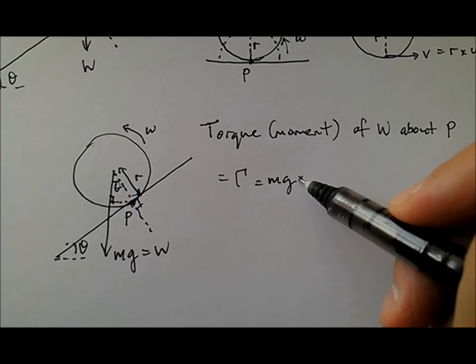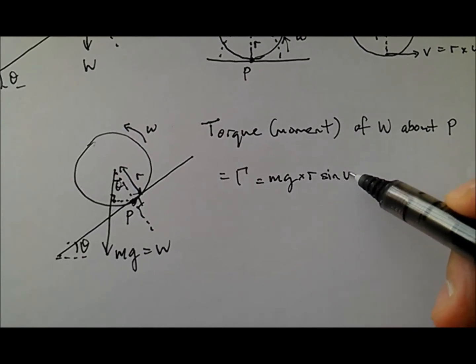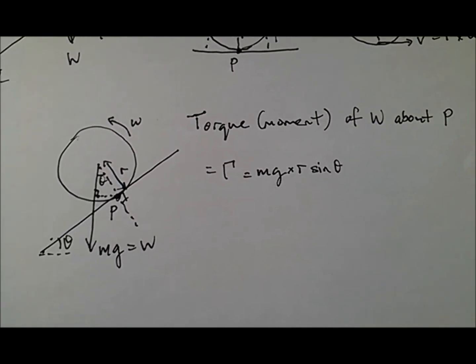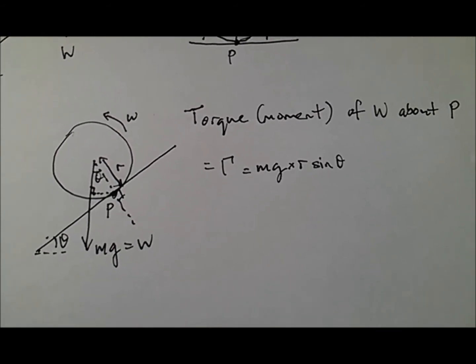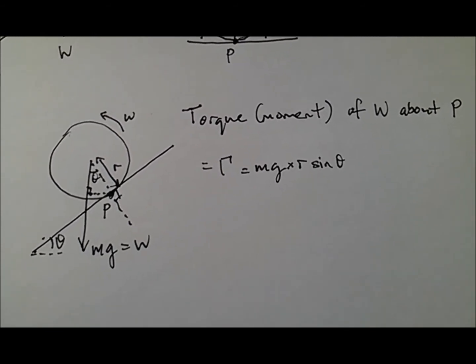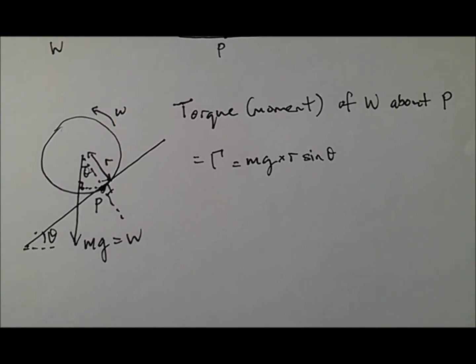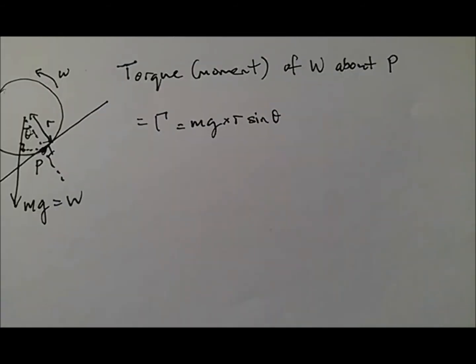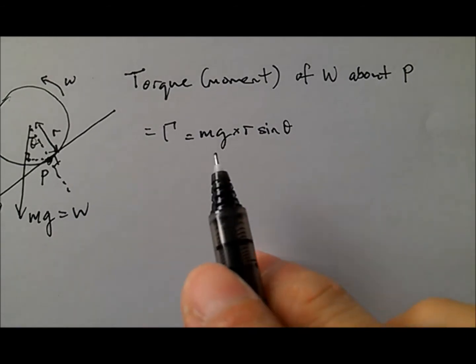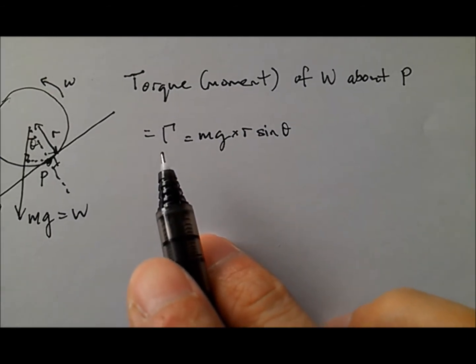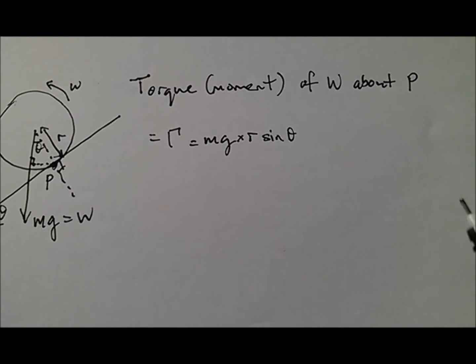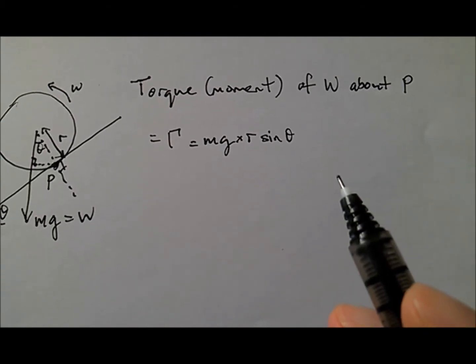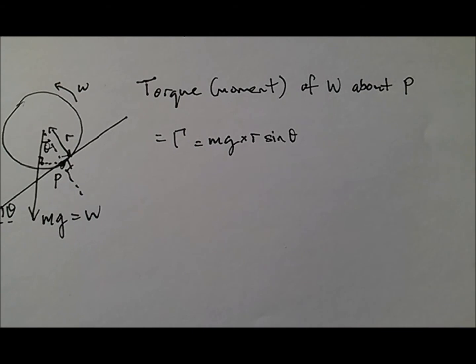So this will be mg times r sine theta. That will be the torque exerted by the weight about the point P, right? And this torque is going to cause the ball to roll faster and faster. Okay, now we consider the effect of this torque on the ball. How does it cause the rotational speed of the ball to change?